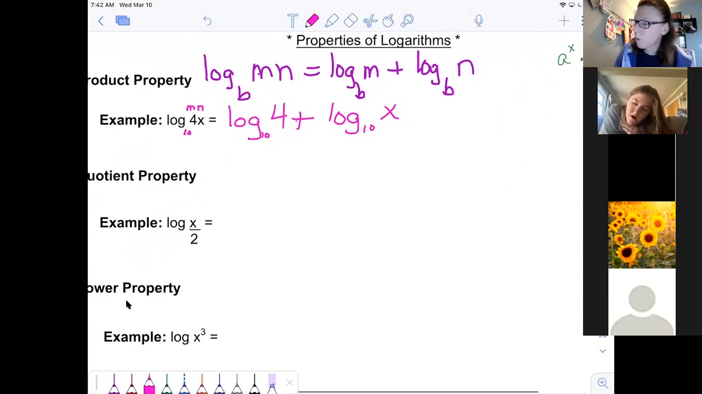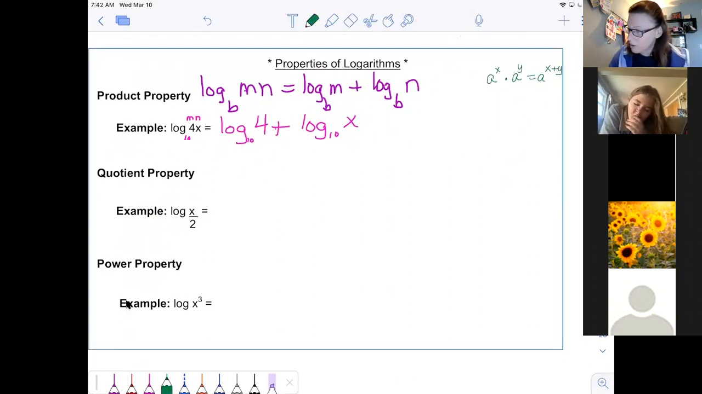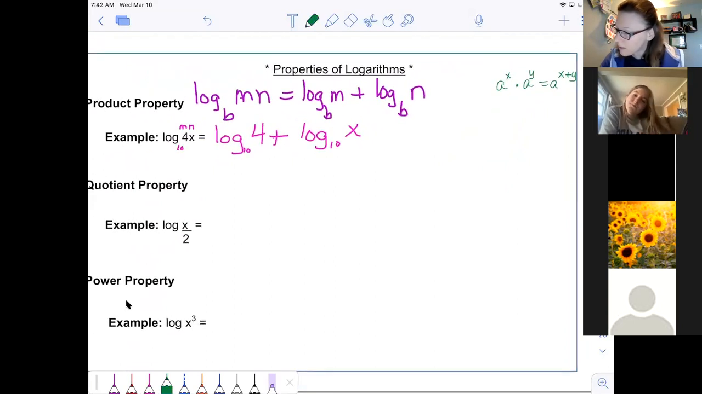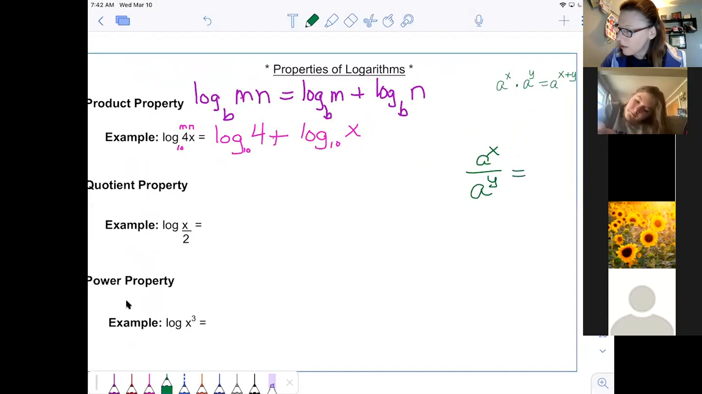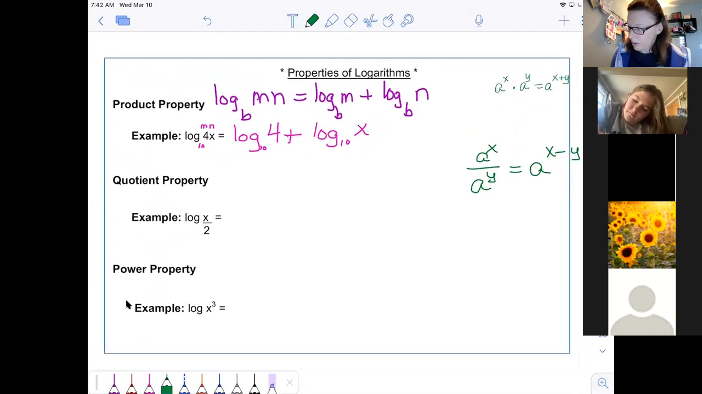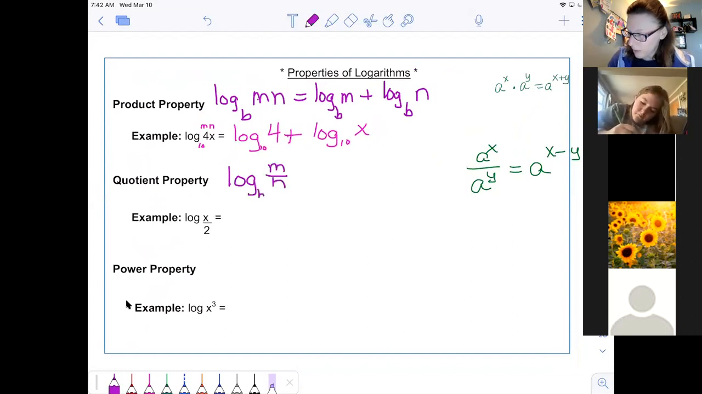So let's think about the quotient property. So the quotient property for exponents said a to the x divided by a to the y is a to the x minus y. So that's the quotient property for exponents. The quotient property for logs says log of m divided by n, and I'll put a little base b. That just means the base can be anything.